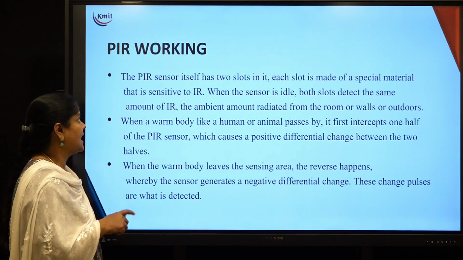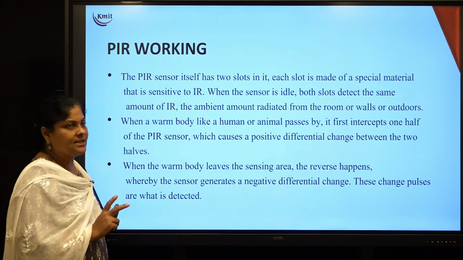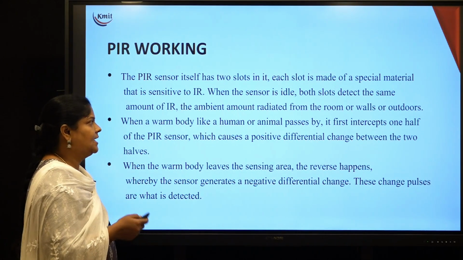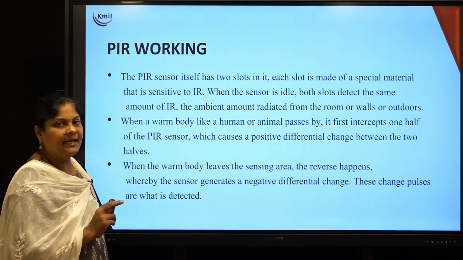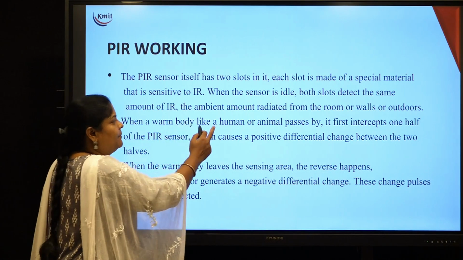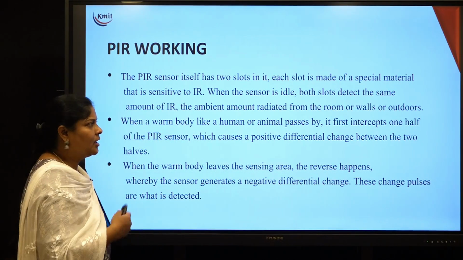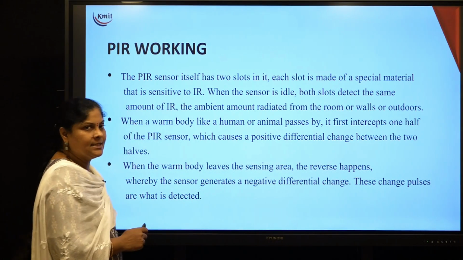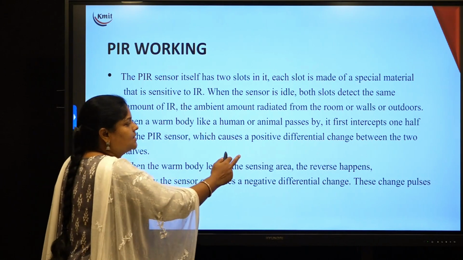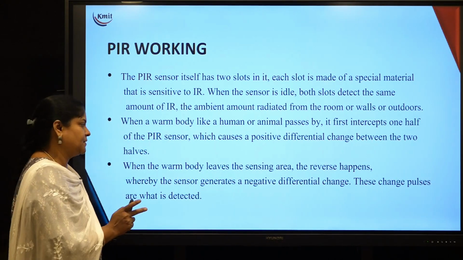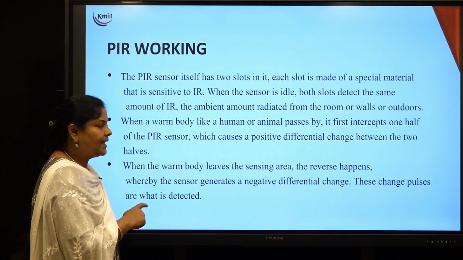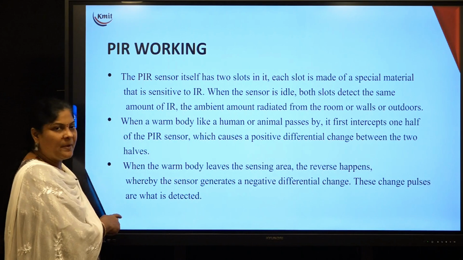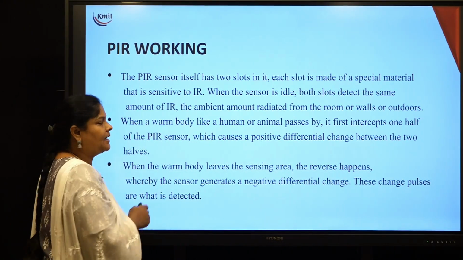The working of the PIR sensor: as I said before, the PIR sensor itself has 2 slots in it. Each slot is made up of some special material that is sensitive to infrared rays. When the sensor is idle, both the slots detect the same amount of IR, the ambient IR radiated from the room, walls or outdoors. When a warm body like a human or animal passes in the detected range, it first intercepts one half of the PIR sensor, which causes a positive differential change between the 2 halves. In the same way, when the warm body leaves the sensing area, the reverse happens, whereby the sensor generates a negative differential change. These change pulses are what is detected by the PIR sensor.